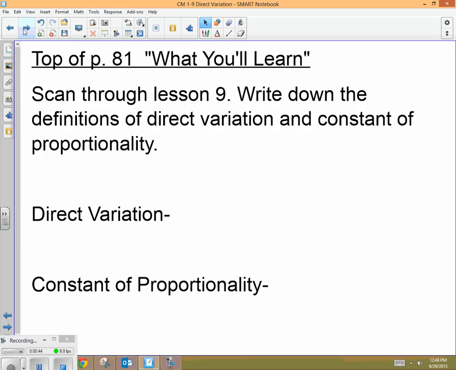So to begin, I want you to complete the top of page 81 called What You'll Learn. I want you to scan through the next couple pages of Lesson 9, and I want you to be able to write down the definitions of direct variation and constant of proportionality. Pause the video and write down those definitions now.